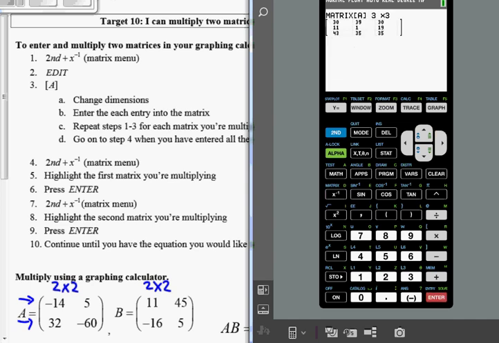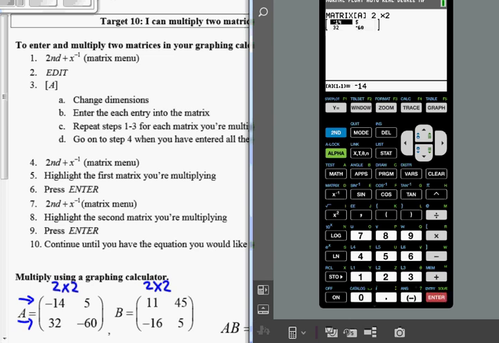Matrix A, we just said, was a 2 by 2 matrix, so I'll put that into my calculator. We'll hit 2, enter, 2, enter. As you do this, you'll see the matrix on your calculator become the size that you want it to be. Again, it doesn't matter if you have numbers or if everything is blank. I'm going to type in -14, my first number in my matrix. Make sure you use the negative button and not the minus. Hit enter and you'll see that fill into that matrix. Our next number going across the row is 5. So we hit enter, 32, enter, -60, enter.